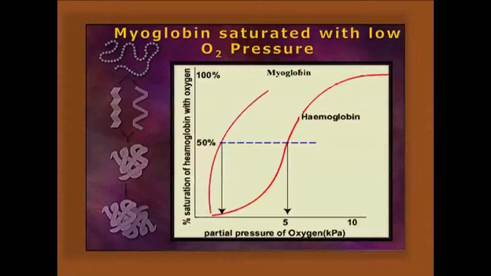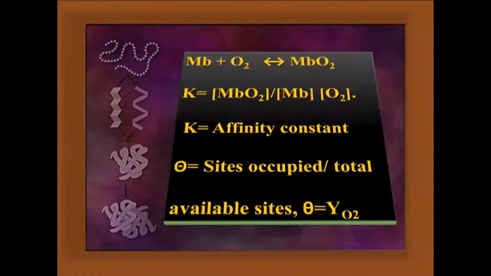Now, when we are talking about analysis of the graph, we can find a single oxygen binding site is there. So, it is the hyperbolic curve. So, Mb plus O2 is equal to MbO2. Now, K, that is the affinity constant, is equal to concentration of MbO2 divided by concentration of Mb and concentration of oxygen. Now, theta is the saturation coefficient or fractional saturation YO2, that is equal to sites occupied divided by sites available for the oxygen binding.